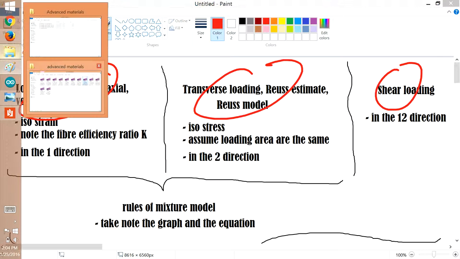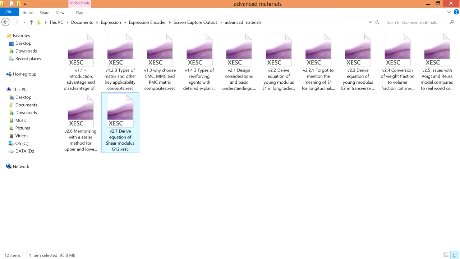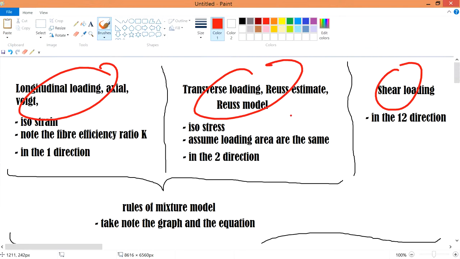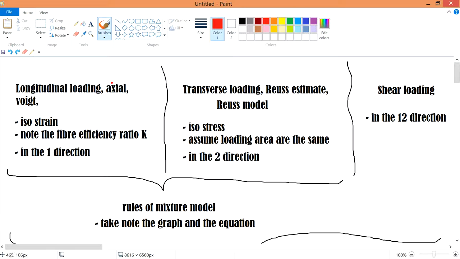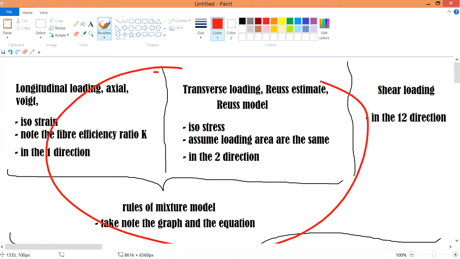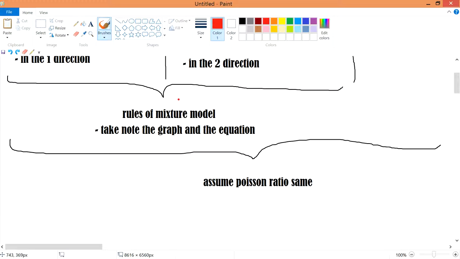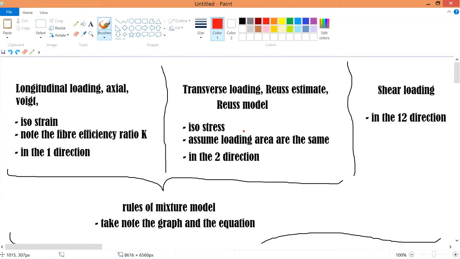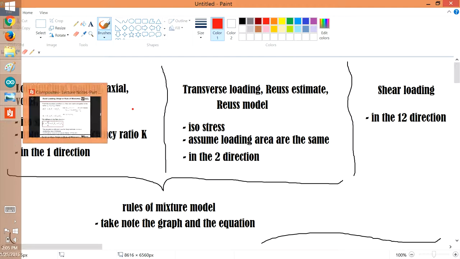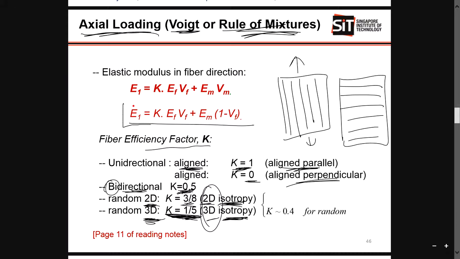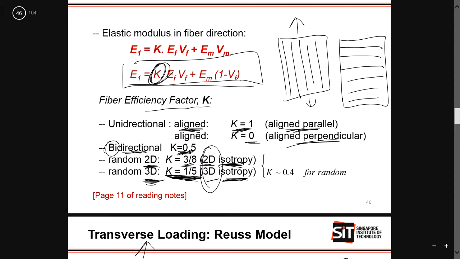The shearing is in the previous video, V2.7, and in between there are understandings that I'm going to go through. So this is somewhat like a summary, and also to introduce you to the concept of the Poisson ratio, which we'll talk about later. Anyway, the longitudinal one is isostrain. That's the first thing you need to memorize, and then you have to understand the fiber efficiency factor, which is over here.